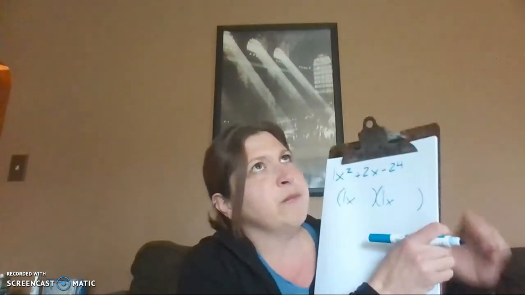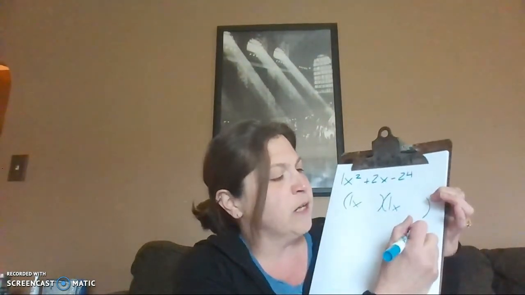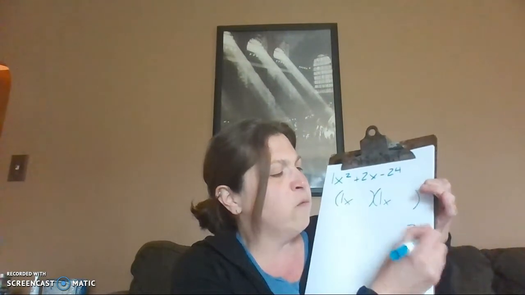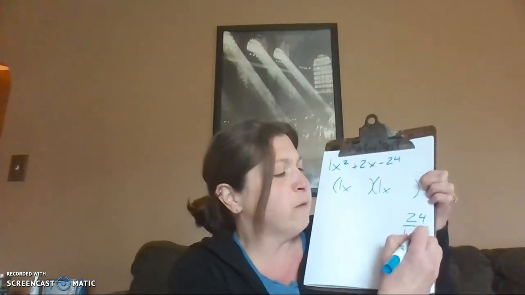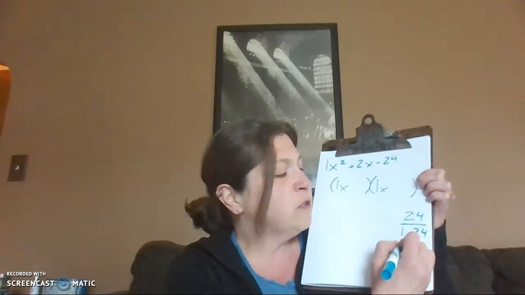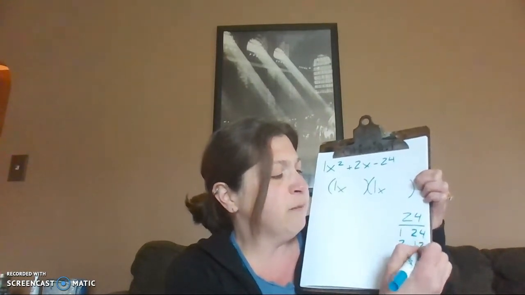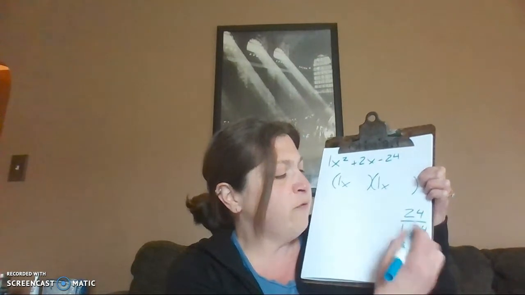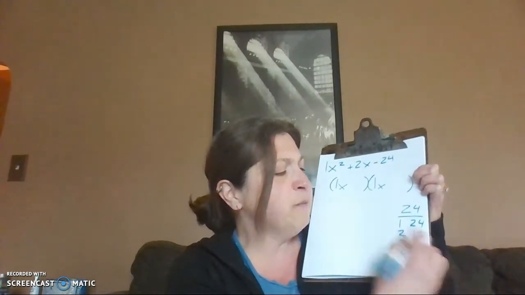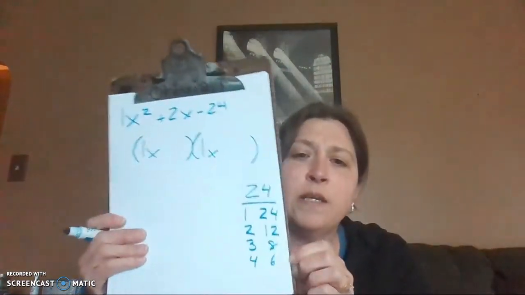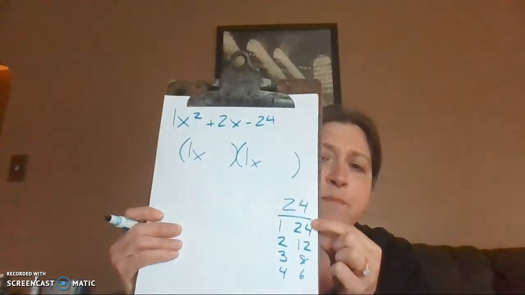So think about what we did when we were looking at non-perfect squares. We took our number and we said, what are all the factors of it? So 1 will go into 24, 24 times. 2 will go into 24, 12 times. 3 will go into 24, 8 times. And 4 will go into 24, 6 times. 5 won't go in evenly. We've already got 6. Okay, so cool. Here are all your factors of 24.